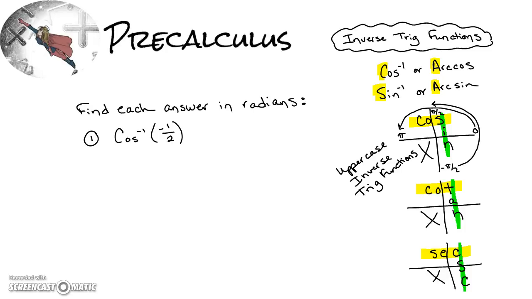So if we do a few examples, I think it'll make it more clear. So for this first problem, we have uppercase cosine inverse, and that means it can only be in quadrants 1 or 2 since it's cosine inverse, but this is a negative number in here, so that forces it to be in quadrant 2.